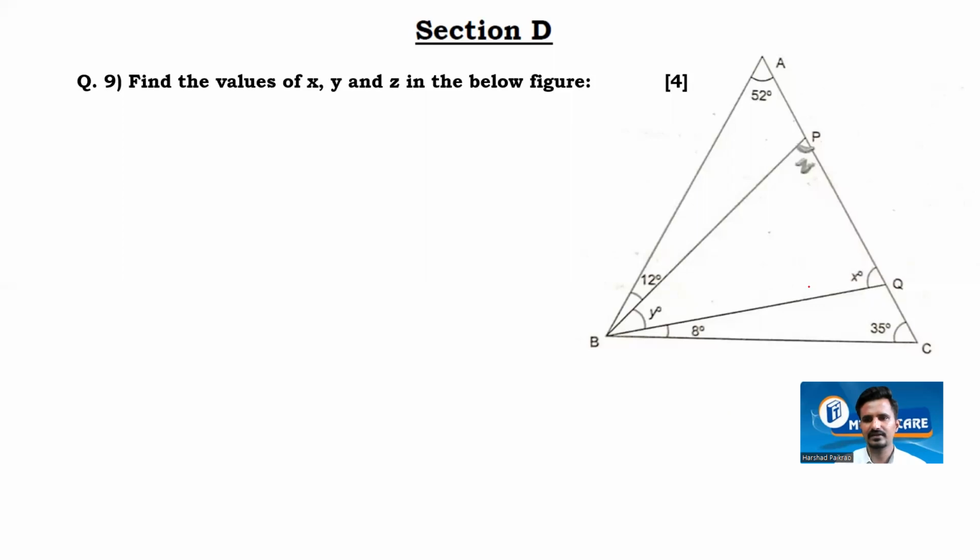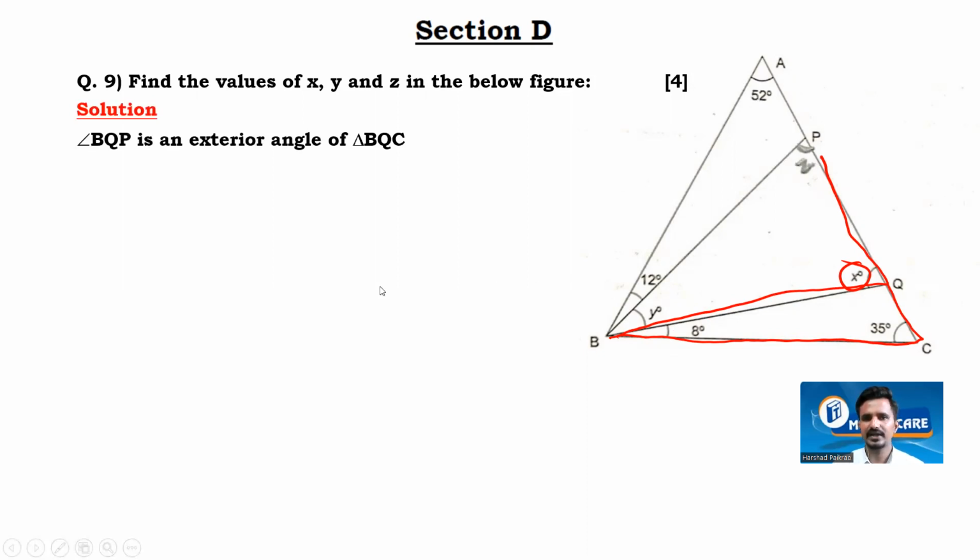So look at x, everyone. Look at x first. How can we find x? X is nothing but angle BQP. X is angle BQP, right? And if you look at the angle BQP carefully, it happens to be the exterior angle of triangle BQC. Okay, just look at that. There's a triangle BQC and x is the exterior angle.